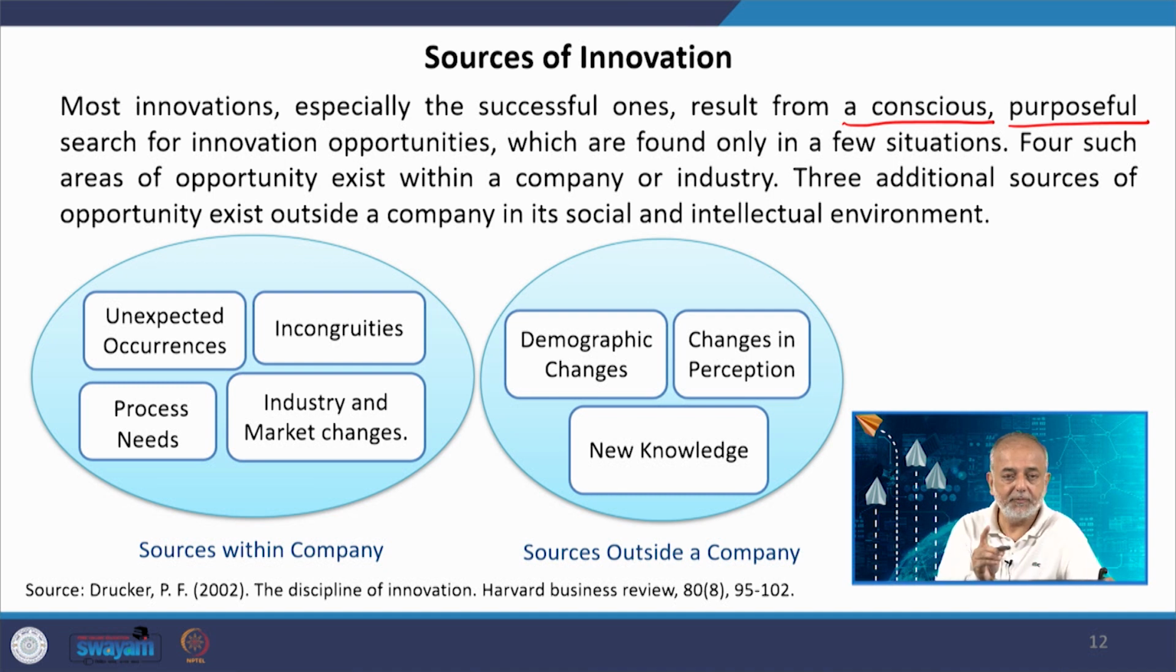While four areas of opportunity exist within a company or industry, three additional sources of opportunity exist outside a company, in its social and intellectual environment. That is how Drucker explains this in this article, and lots of text is available on similar things. We have chosen this article specifically to highlight the context built up by so many authors on this sphere. So, sources within the company: unexpected occurrences, incongruities, process needs, industry and market changes.